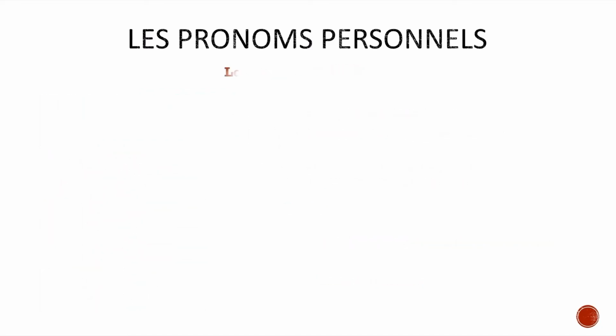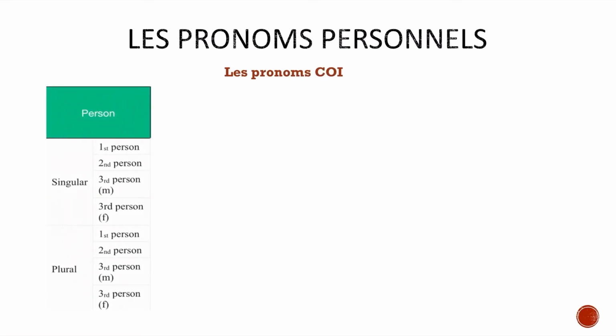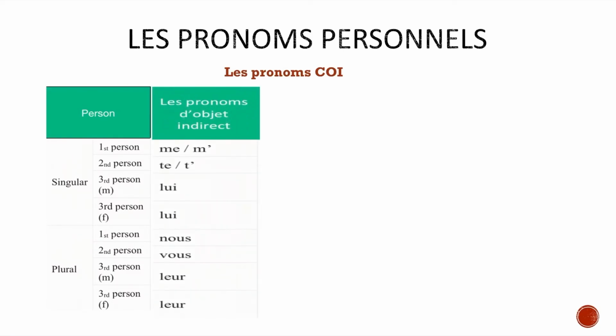Now let's move to the fourth type of pronouns, les pronoms compléments d'objet indirect. This part is very easy, but let's see these pronouns first. These pronouns are me, te, lui for masculin and lui for féminin, nous, vous, leur for masculin and leur for féminin plural.